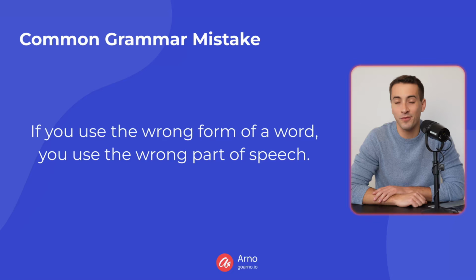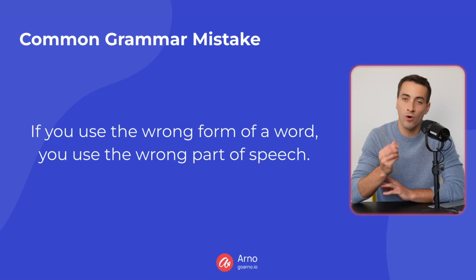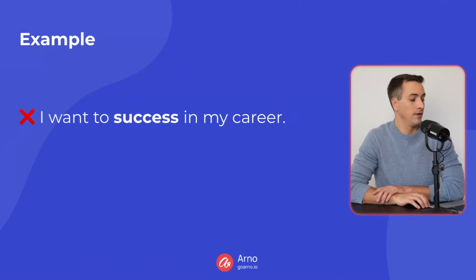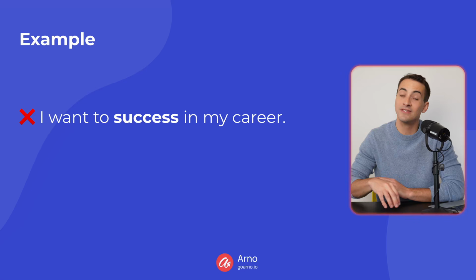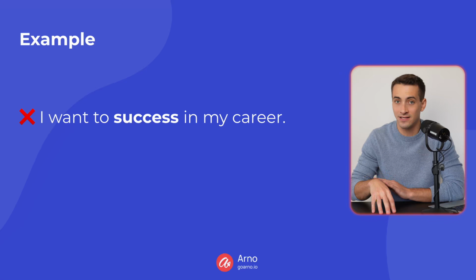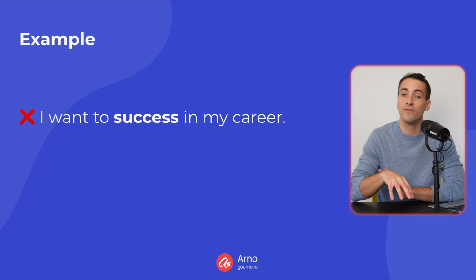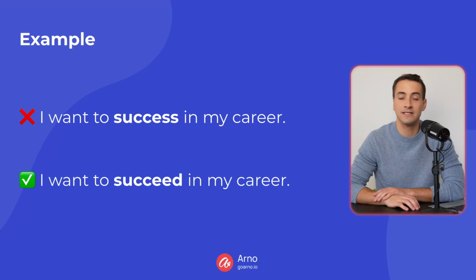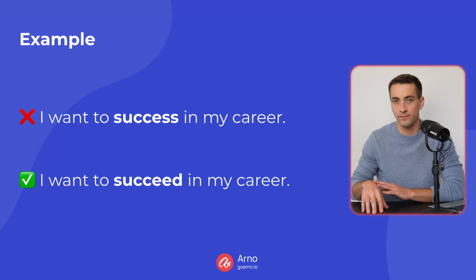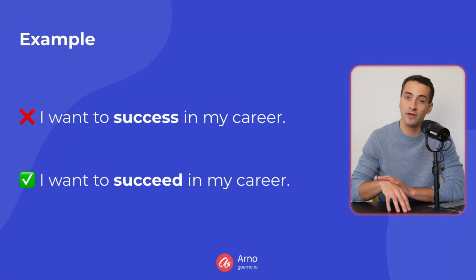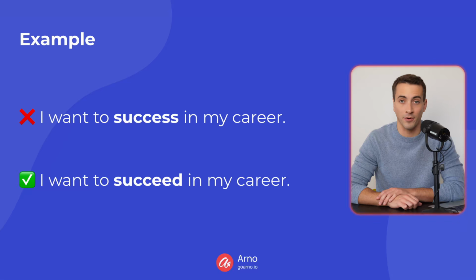So a very common grammar mistake for students learning English is that they use the wrong form of a word, and therefore they use the wrong part of speech. They say something like this: I want to success in my career, but this is a mistake because success is a noun, but we need the verb form, which is succeed. I want to succeed in my career. So this is also why it's important to master word forms so that you can avoid making grammar mistakes.